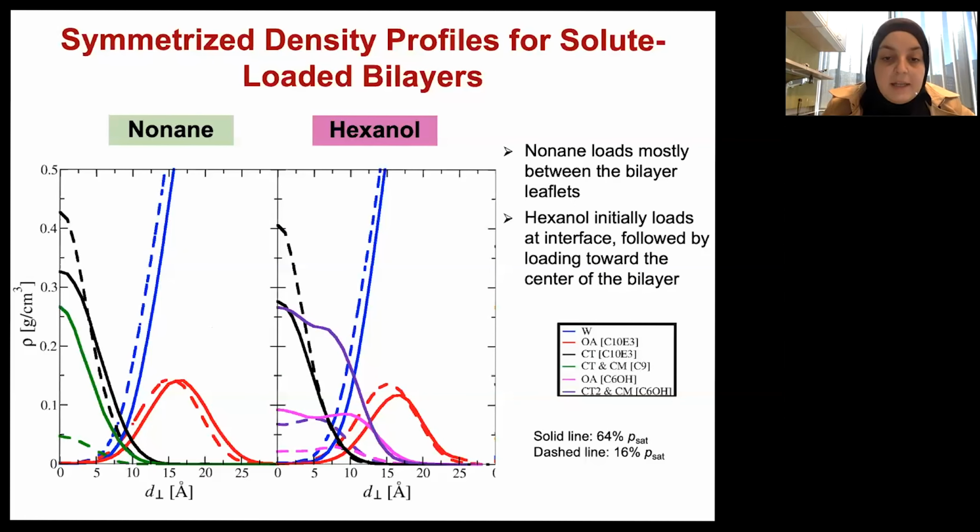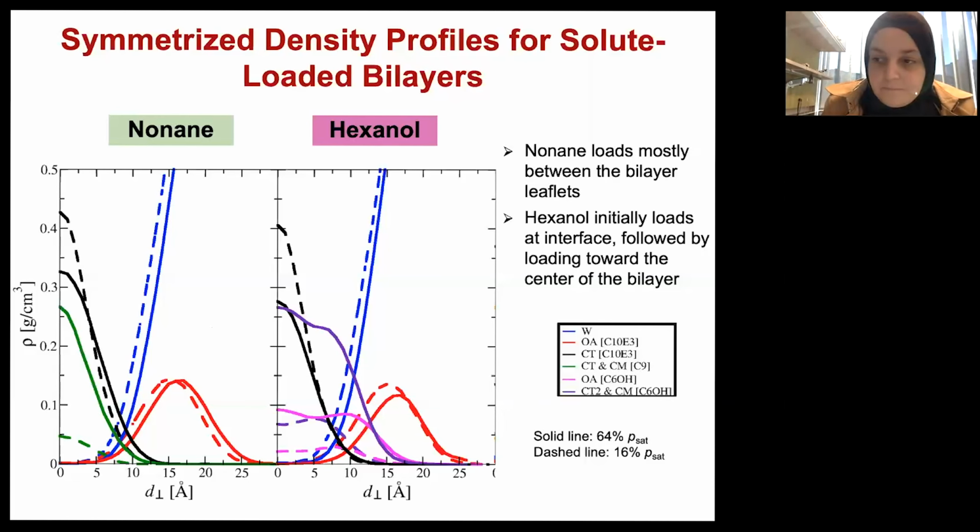Number one, we see that nonane loads mostly in the center of the bilayer, so between the bilayer leaflets. This makes sense because nonane is mostly hydrophobic and prefers to stay within the hydrophobic region of the surfactant bilayer. Now, the hydrophilic region, which is the region near the water, is where we observe some of the hexanols loading. So you get the hexanols loading in between the individual surfactants. So again, you have your individual surfactants, kind of like my fingers here on my hand, the hexanols load in between, and the nonanes load on top.